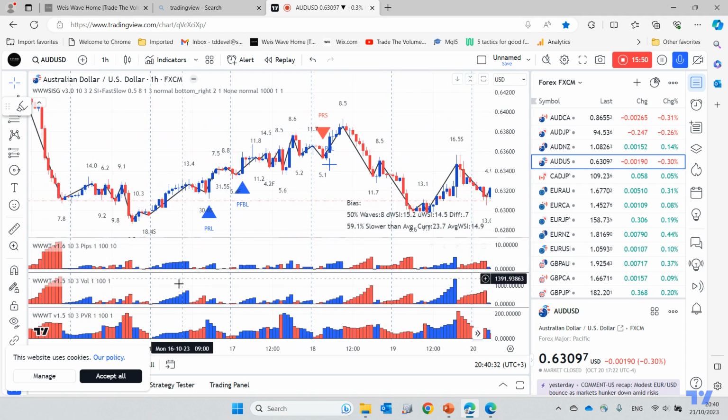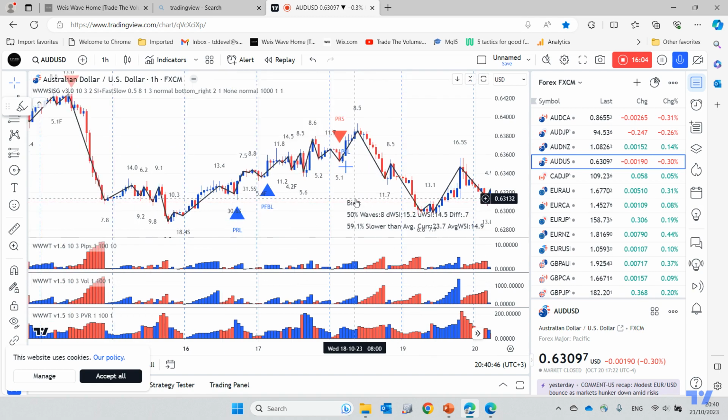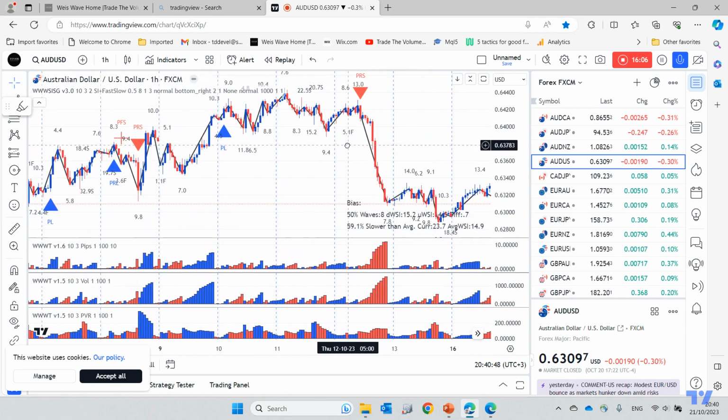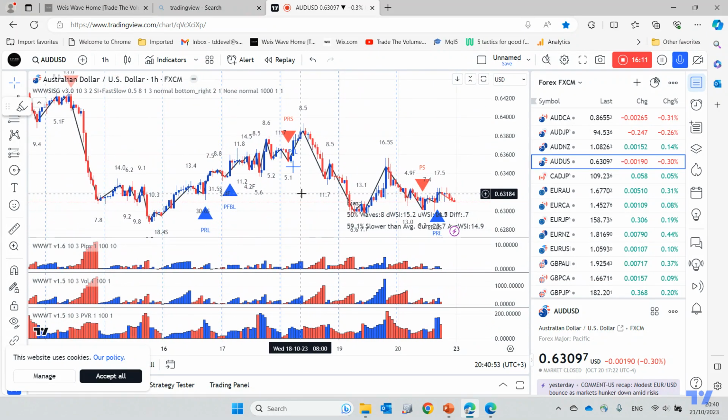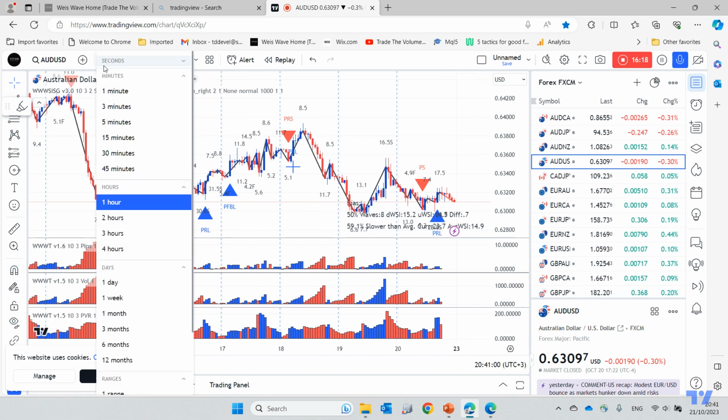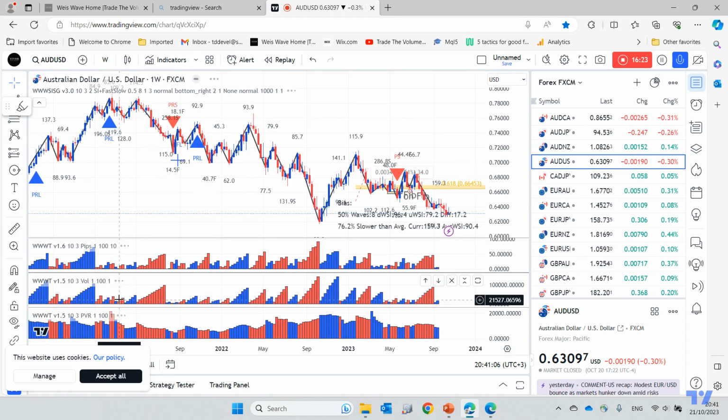Now the waves, they don't look bad. Why? Because the blue are higher than the red and the price is going up. And when the red is higher than the blue, the price is going down. Okay, so now we have reached a level. What level is that? We don't know. So first thing to do is switch to higher time frames. Let's go to the weekly.